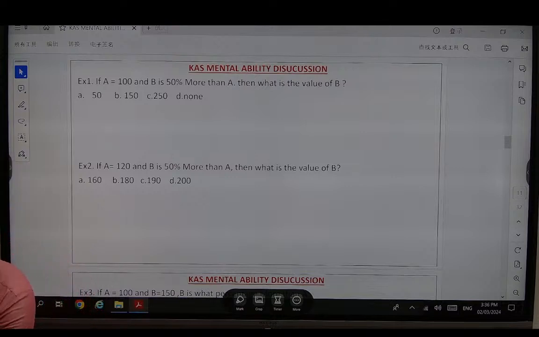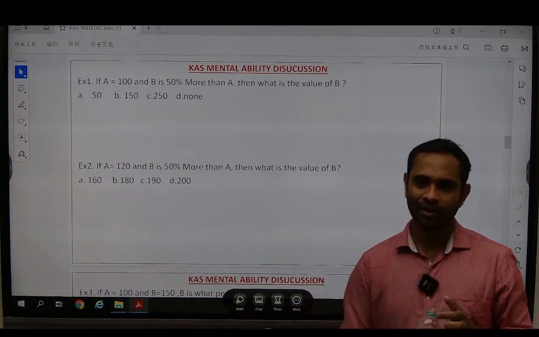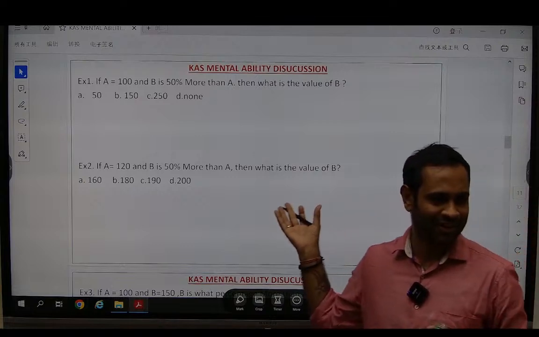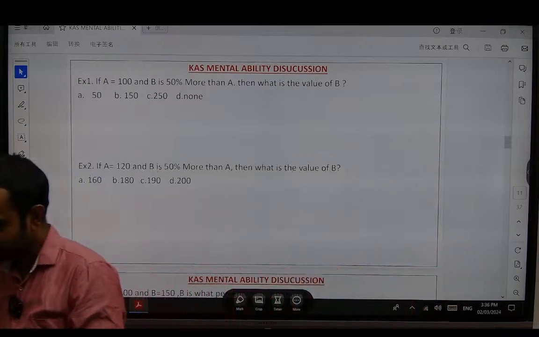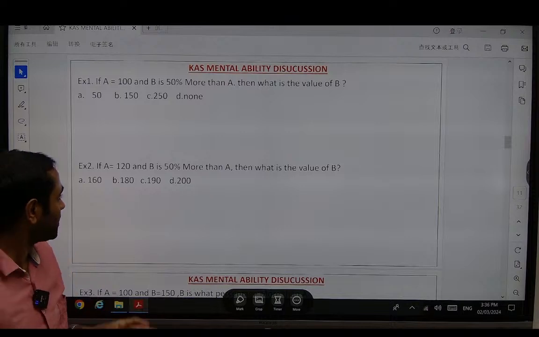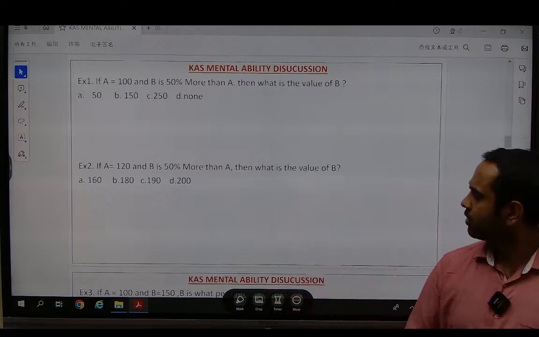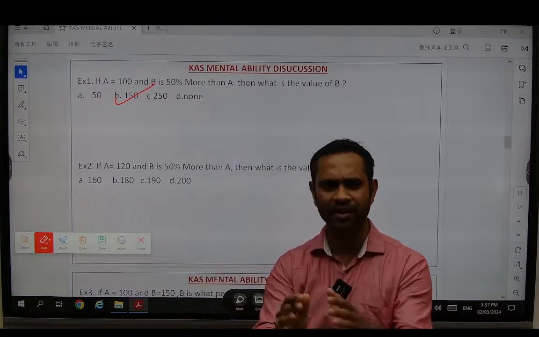Okay, can somebody tell me, if A is equal to 100 and B is 50% more than A, then what is the value of B? Yes, what is the value of B? 150. I was expecting this answer because this is the correct answer. Very good. Because it is 100, 50% more means 150.